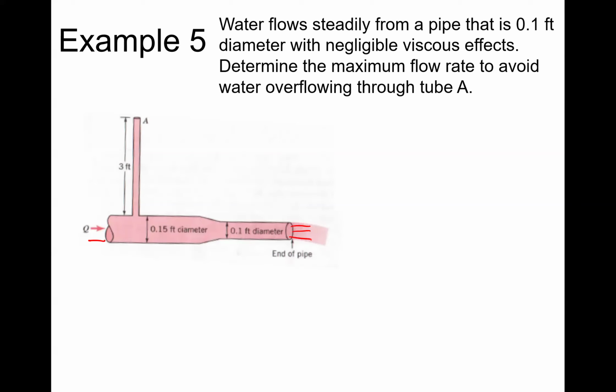You see also that there is a pipe coming up, A, and that pipe is also open to air at the top. That pipe is 3 feet in height. And it says water flows steadily from a pipe that is 0.1 feet in diameter. Determine the maximum flow rate to avoid water overflowing through tube A.